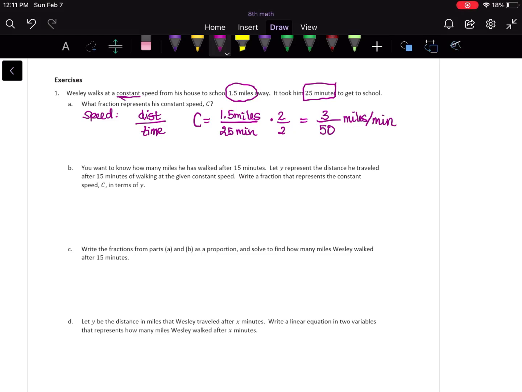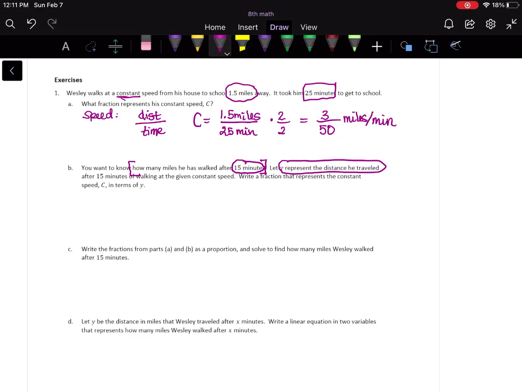Next, let's look at the second part. You want to know how many miles Wesley has walked after 15 minutes. So let's bracket that. How many miles he's walked after 15 minutes is the question that we are answering. So we're going to let y represent the distance he has traveled after 15 minutes of walking at this given constant speed.